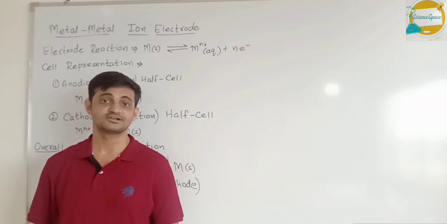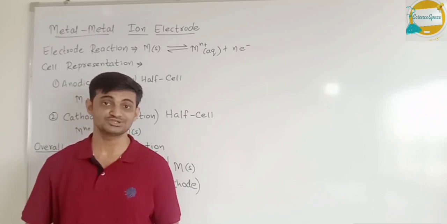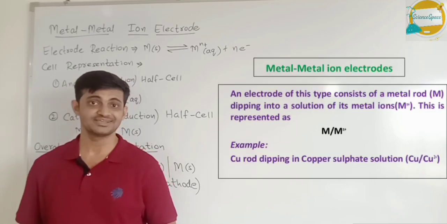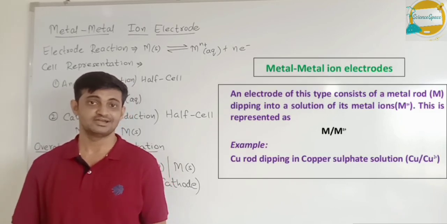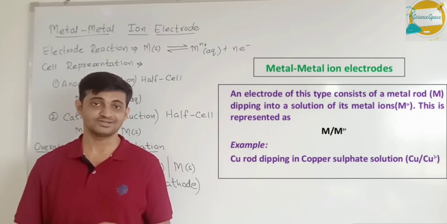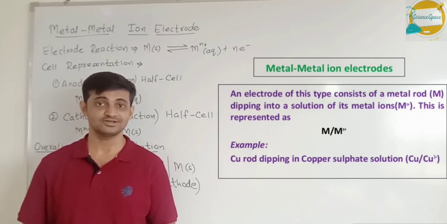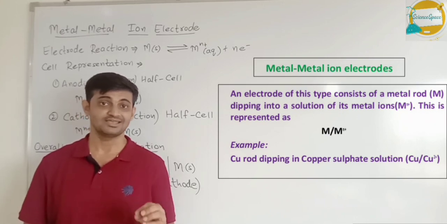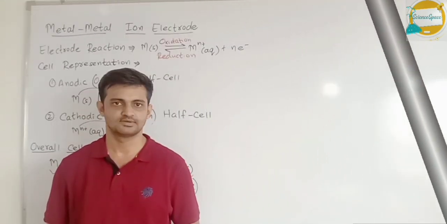While studying the different types of electrodes that are used in an electrochemical cell, we will start from the metal-metal ion electrode. As the name suggests, it consists of a metal rod that is used as an electrode and the salt solution of the same metal used as an electrolyte.